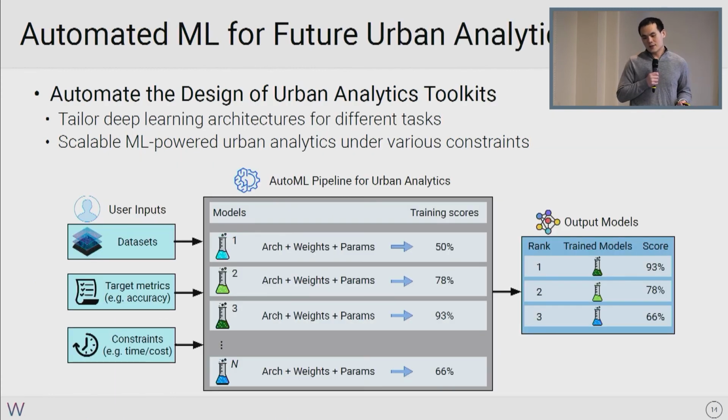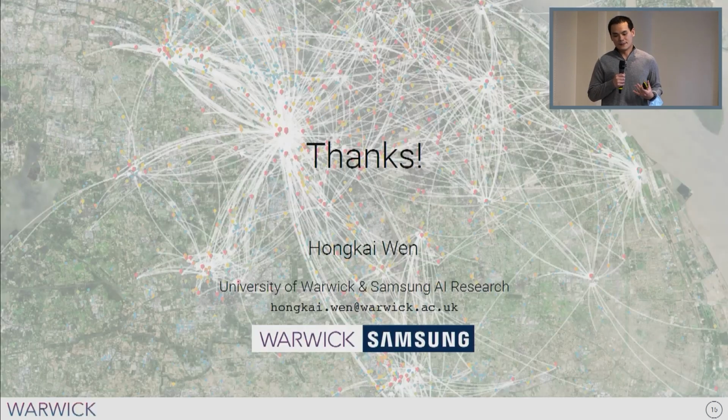And the next thing we want to do is, can we automate the entire machine learning pipeline for spatial analysis? For now, what we did is we manually designed a network, and manually designed different approaches for urban analytics. Then the question is, can we automate the entire process and, with just one click, generate the models that are suitable for your needs? Thank you so much.